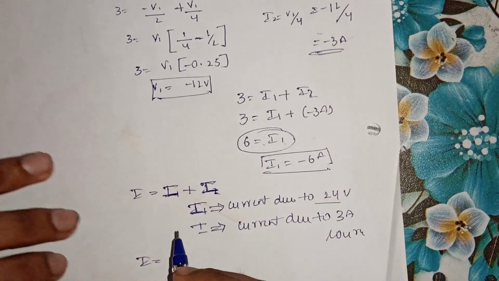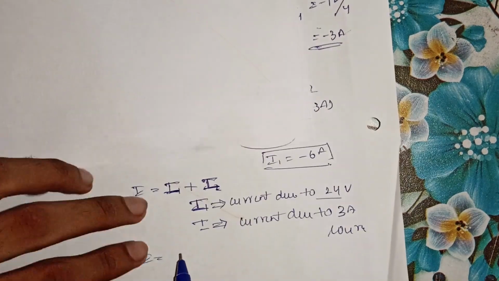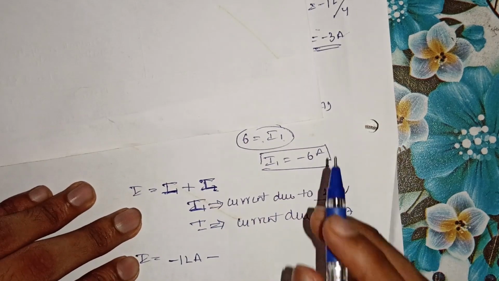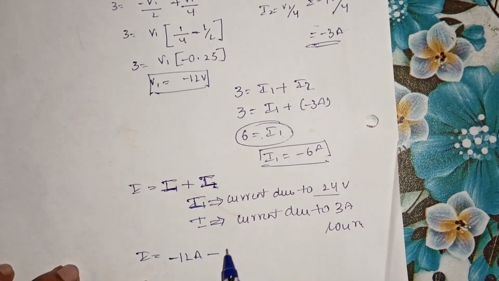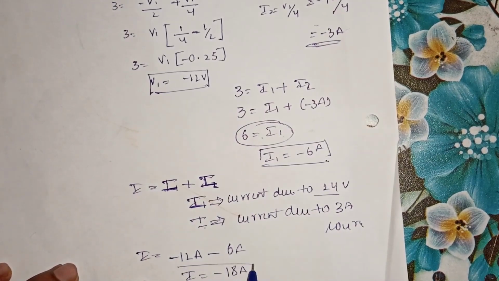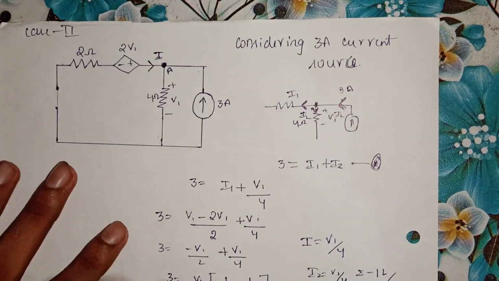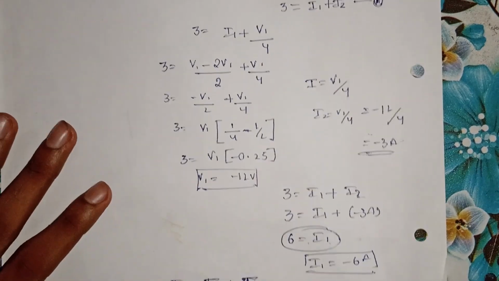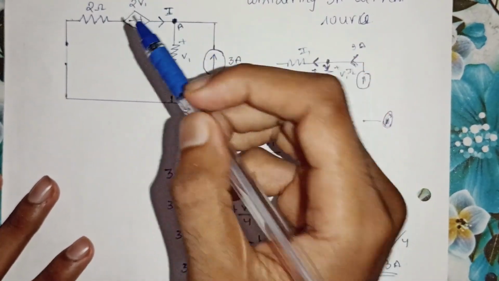So I is equal to, what is my current due to the 24 volt source? Here it is minus 12 ampere. Replacing it by minus 12 ampere, and considering the effect of the 3 ampere current source, you get minus 6 ampere. So you get the total current as minus 18 ampere. In this case, the negative sign indicates that, as mentioned in the question, it is in the clockwise direction, but the negative sign indicates that the current is flowing in the anti-clockwise direction in the network.